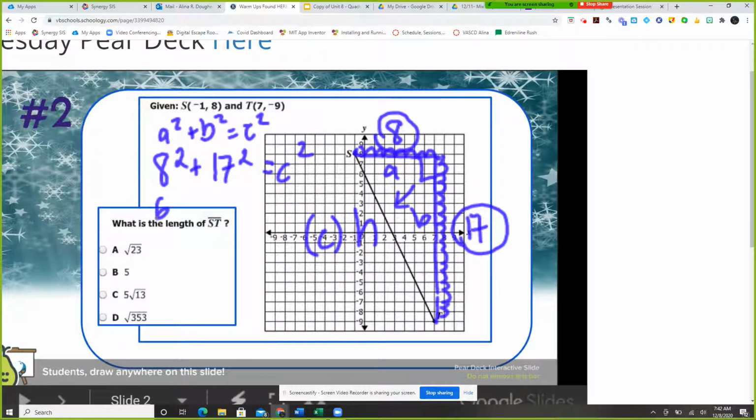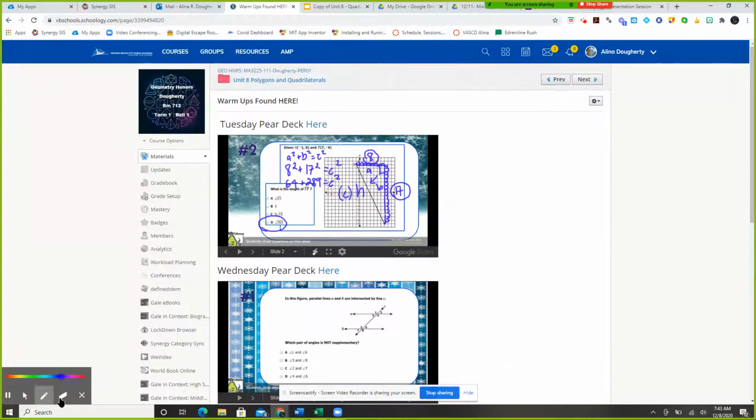So then we've got 64 plus, is it 289? No. Yes, 289. And C squared. So that's going to be the square root of 353. Okay, you got to make sure you're using Pythagorean theorem there. Pythagorean theorem on number 2.